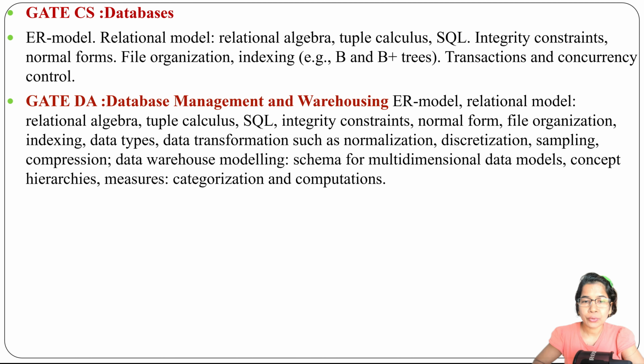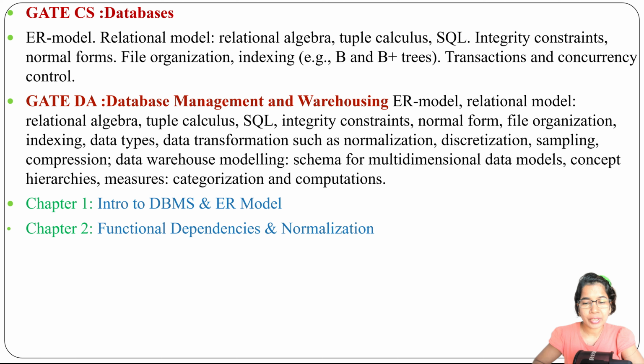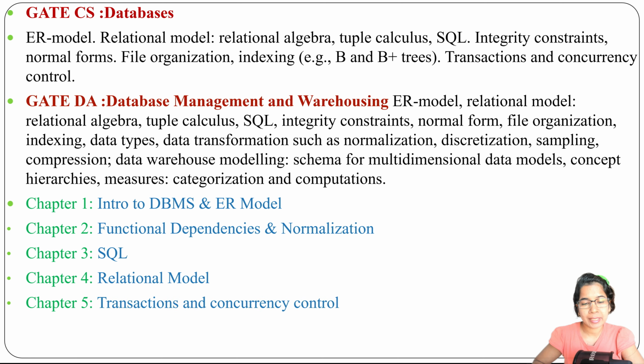Okay. So the full DBMS syllabus I divided into some chapters. Chapter 1 is Introduction to DBMS and ER Model. Chapter 2 Functional Dependency and Normalization. Chapter 3 SQL. Chapter 4 Relational Model. Chapter 5 Transaction and Concurrency Control. Chapter 6 File Organization. Chapter 7 is Data Warehouse. So we'll start with Chapter 1, that is Introduction to DBMS and ER Model.